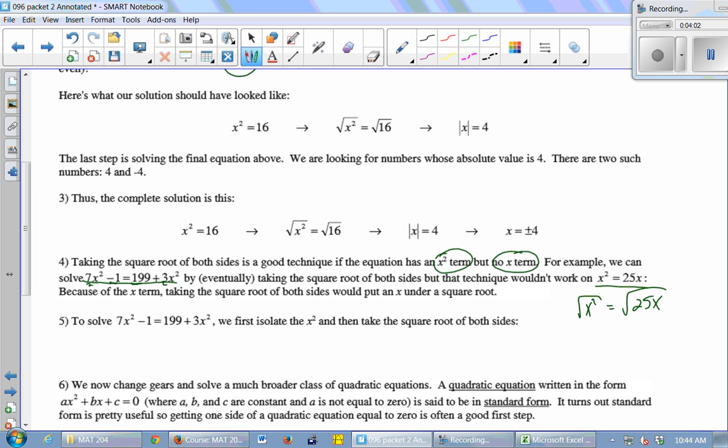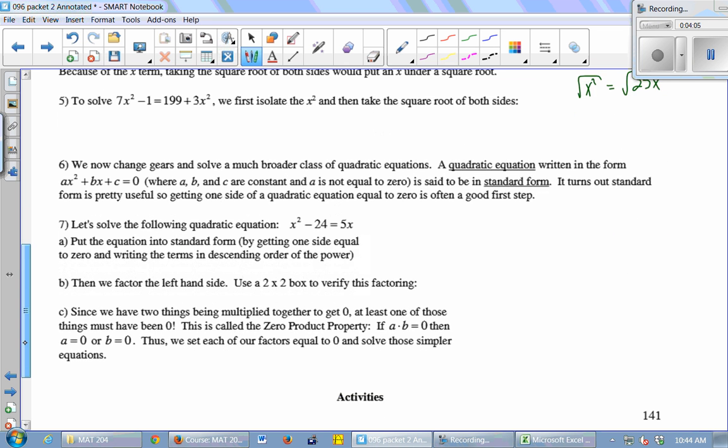But for now, let's solve this: 7x squared minus 1 equals 199 plus 3x squared. So first, you want to isolate the x squared. Gather all the x squareds on one side and all the non-x squared terms on the other. So start by what? Subtract 3x squareds. Yeah. So I'm going to subtract 3x squareds from both sides. And I'm going to get 4x squared plus 1 equals 199. Then what should I do? Subtract 1. Oh, sorry, I wrote plus and it's supposed to be minus.